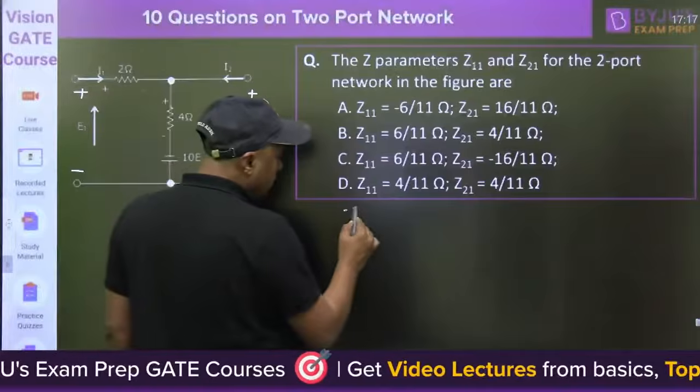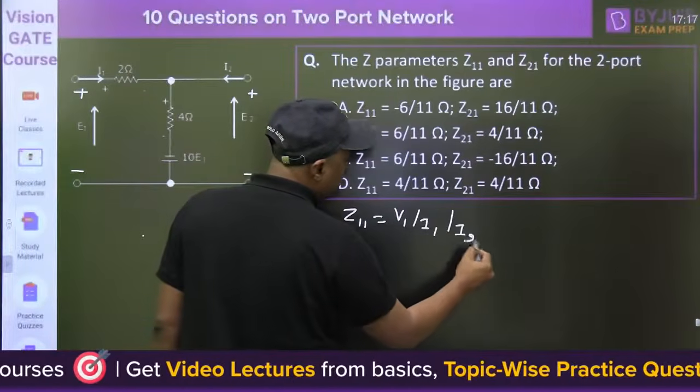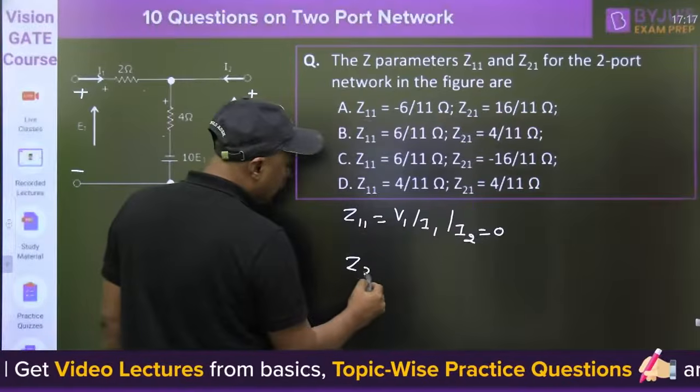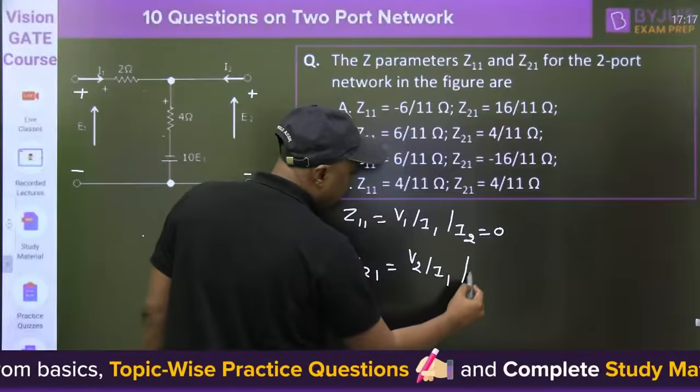Remember, what is the Z11? V1 upon I1 with I2 equal to 0. What is the Z21? V2 upon I1 with I2 equal to 0.